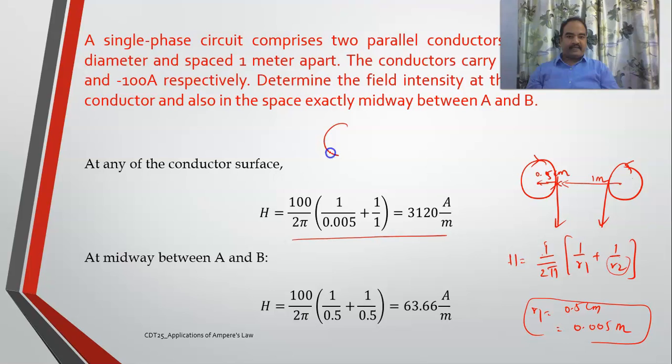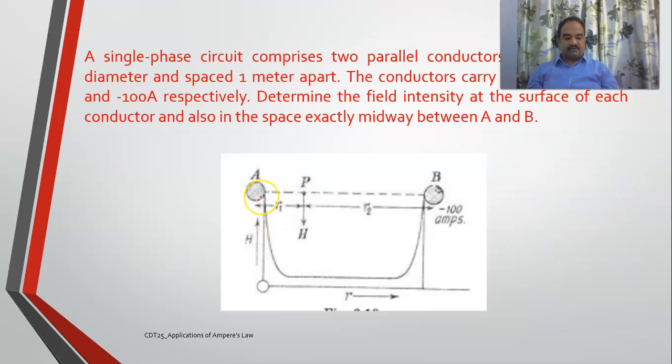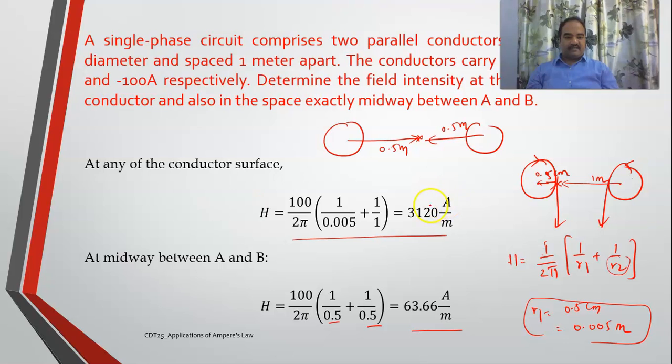Now suppose I take the point in the middle of this line. From here it is 0.5 meters, and from here it is 0.5 meters. So R1 and R2 both will be 0.5, 0.5. So this is the answer. This is the field distribution. At the surface, it is 3120. At the middle, it has reduced to a very low value. And if I go to the other conductor, again it is 3120.